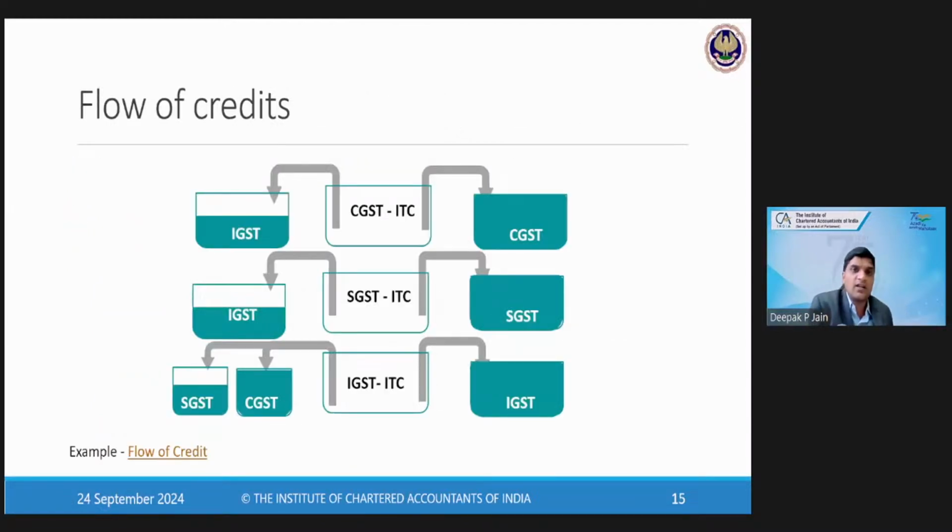The third point is the IGST credit. So IGST credit you can utilize for payment of your IGST liability, and if something is left over, you can use it for payment of CGST or SGST. That is what we are seeing.